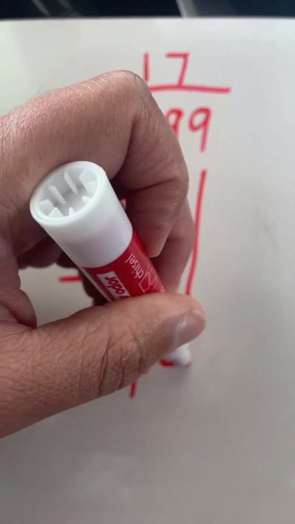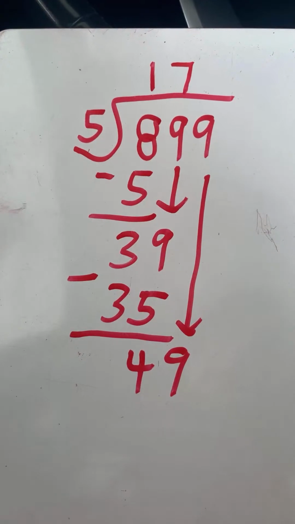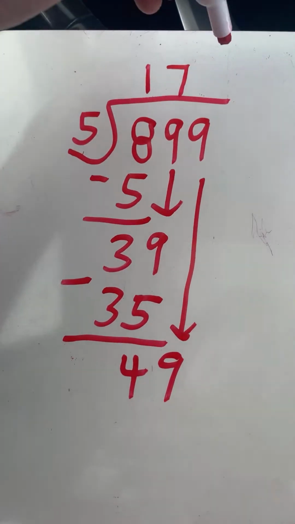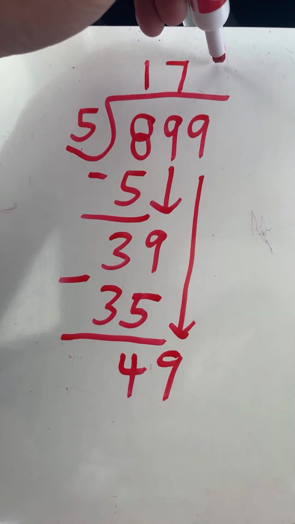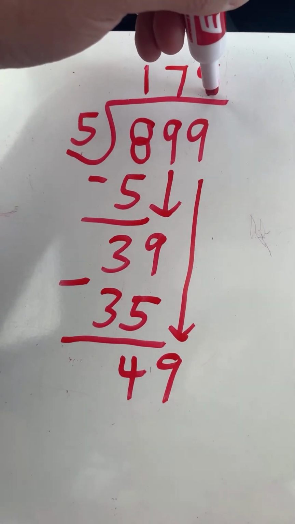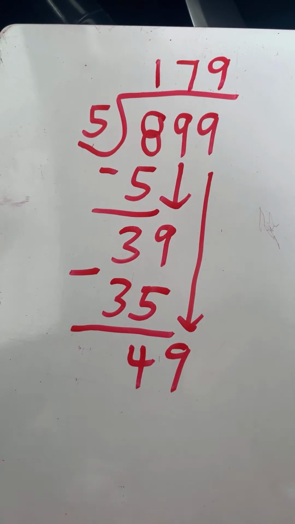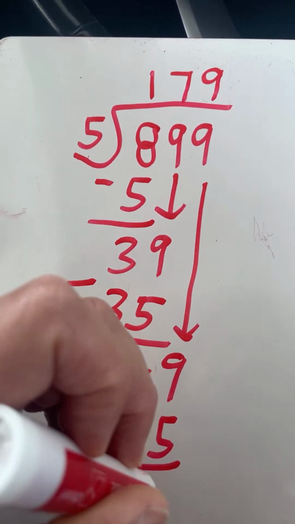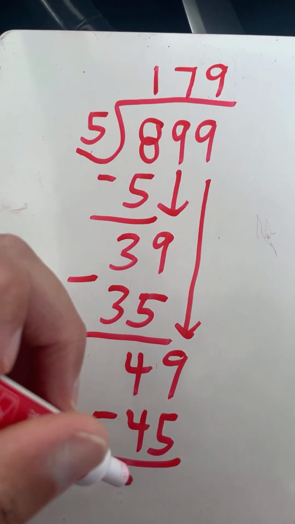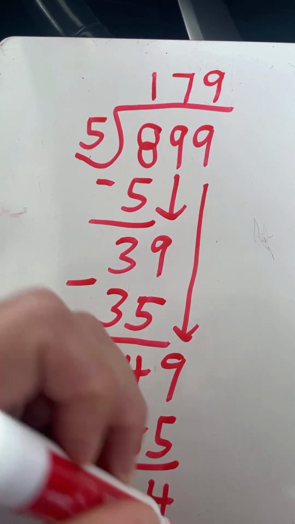We bring down the 9. 49 divided by 5 equals 9. 49 minus 45 equals 4. Now we have a remainder of 4.